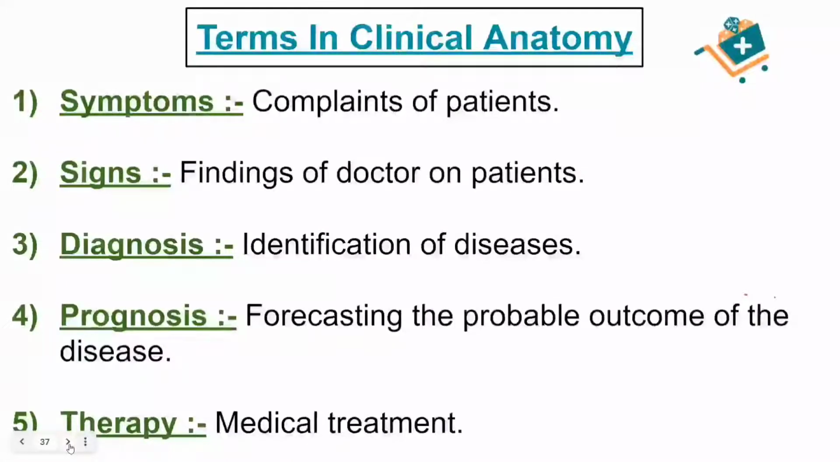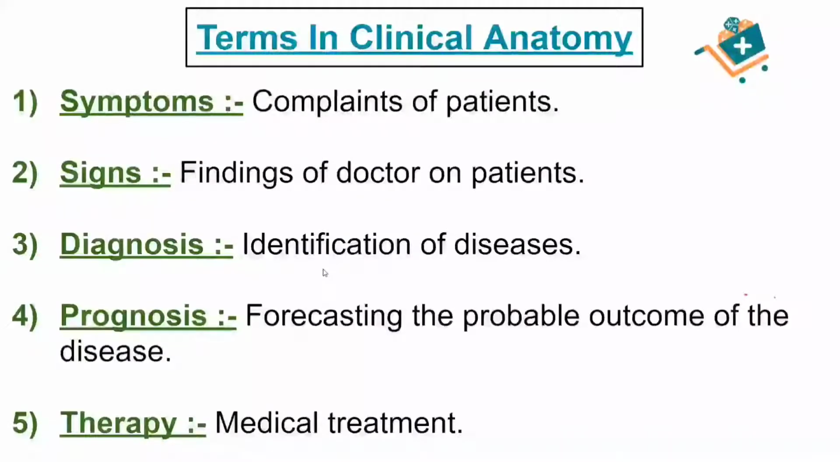Now, some terms related to clinical anatomy are symptoms, sign, diagnosis, prognosis, and therapy. Symptoms are the complaints of the patients. Say, for example, I'm a patient and I go to the doctor and say, I'm having pain in my stomach for 2 days and I cannot eat properly. Some vomiting is occurring also. So the complaints of the patients are symptoms. All the complaints that he has given to the doctor are called symptoms.